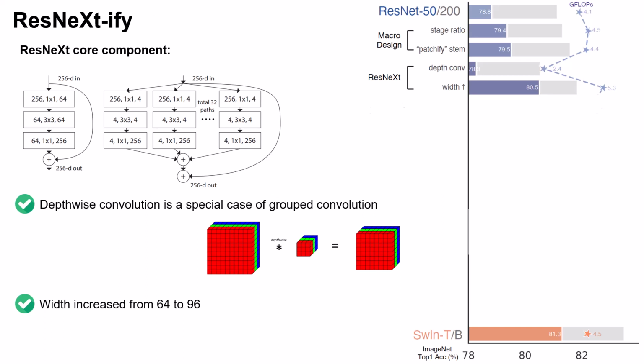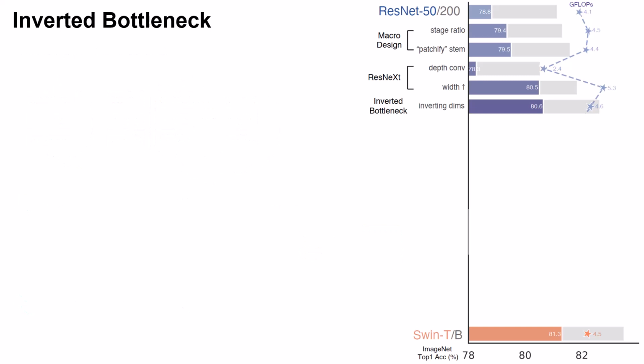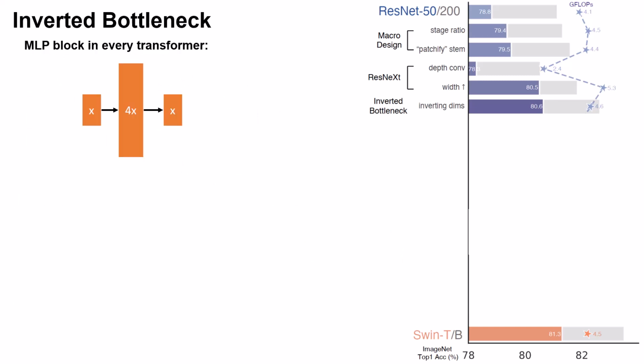be too high. And the other technique is inverted bottleneck, which we can say for every MLP block that we have in every transformer, we have some input with an x dimension, then it goes to a linear layer, and that increases the dimension to 4x, so it makes it 4 times bigger, and then we apply a linear layer again, which decreases the dimension from 4x to x.